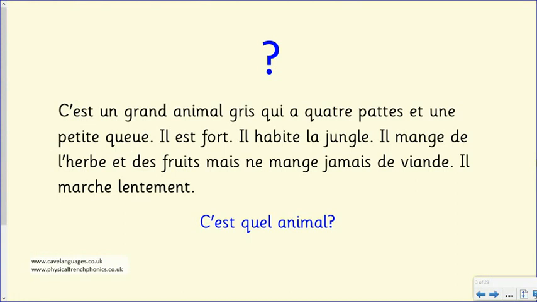Now, if you're thinking, oh, there's a lot of words I don't know there, I don't know what that means, well, don't worry, hopefully it will all become a lot clearer at the end of the project. This is the sort of writing that you are going to be aiming for.